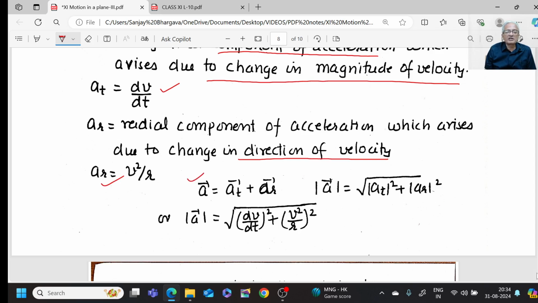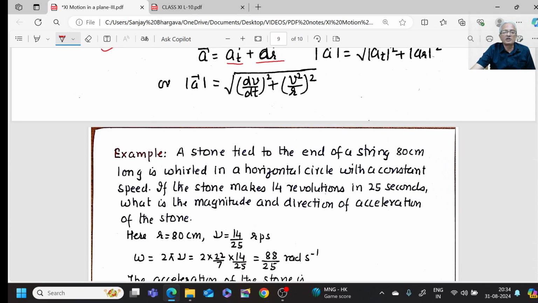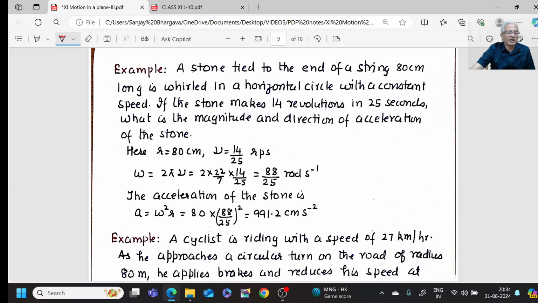The total acceleration is equal to the vector sum of the tangential and the radial acceleration. So total acceleration would be under root of a_t square plus a_r square, where a_t is dv by dt, whole square, and a_r is v square by r, whole square. Now let us pick certain examples to understand what we have done.